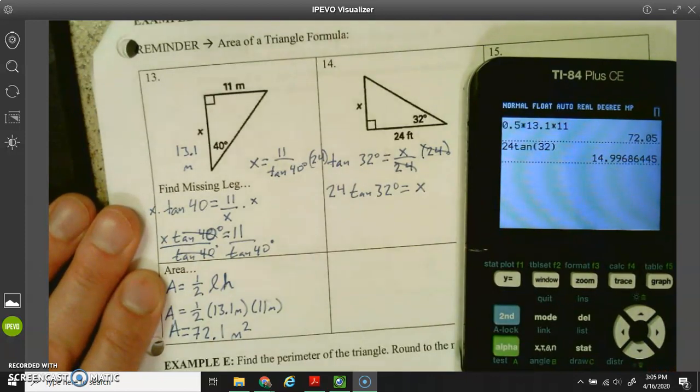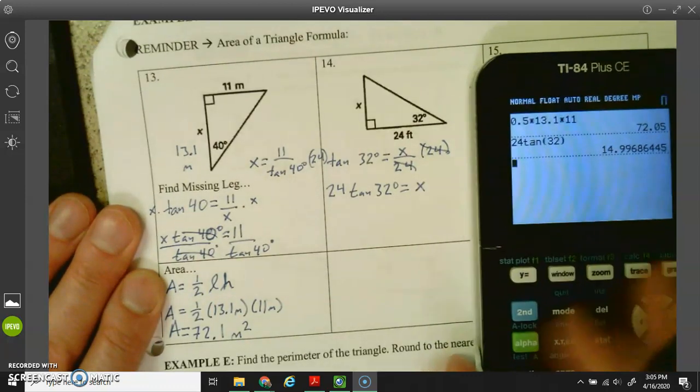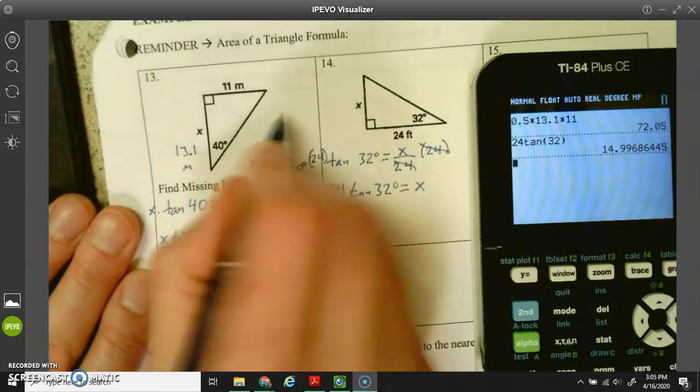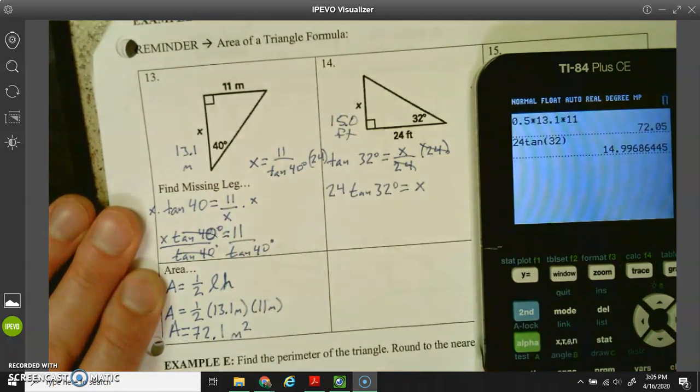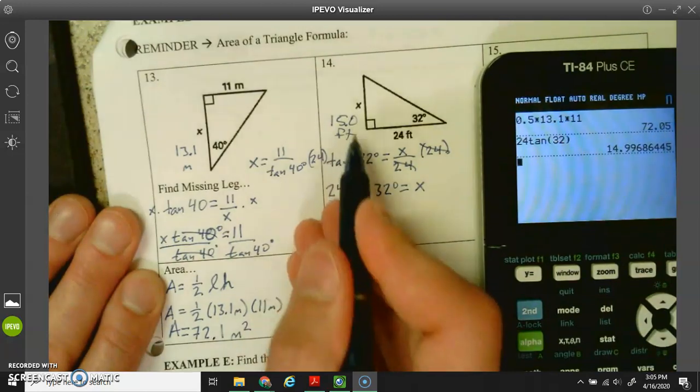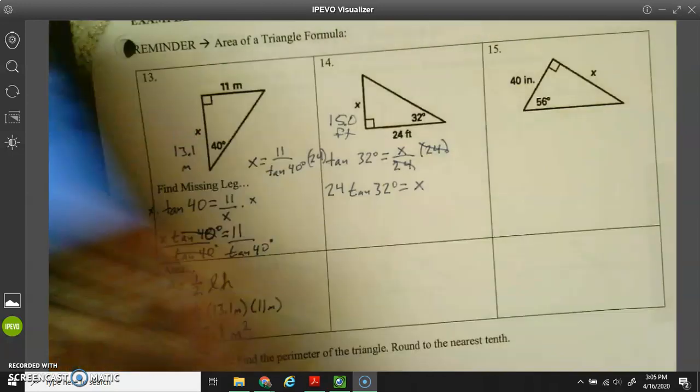Now, I wanted to focus on this problem. If I round up to the nearest tenth, it rounds it up again. So we end up with x being approximately equal to, in this case, about 15.0 feet. So make sure that you note that, hey, it rounded and it changed the next value too.